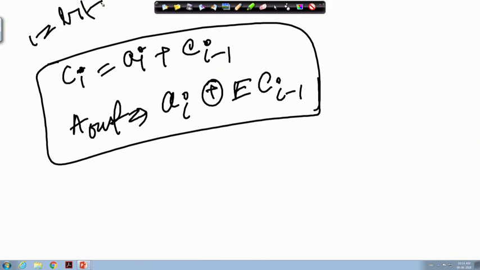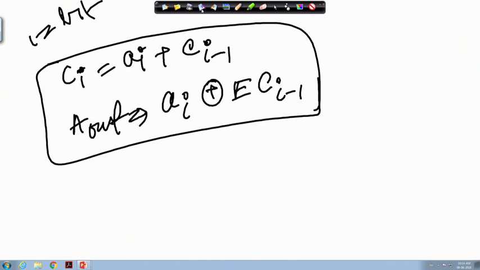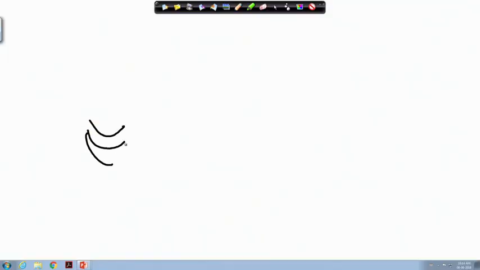So, if I consider 4 bits, at that time how will the architecture look? In the initial case, if I just go back, C I minus 1 equals 0. That means for the first stage, as there is no carry, the carry in is considered as 0. Okay. So, for this first case, I need 4 XOR gates.